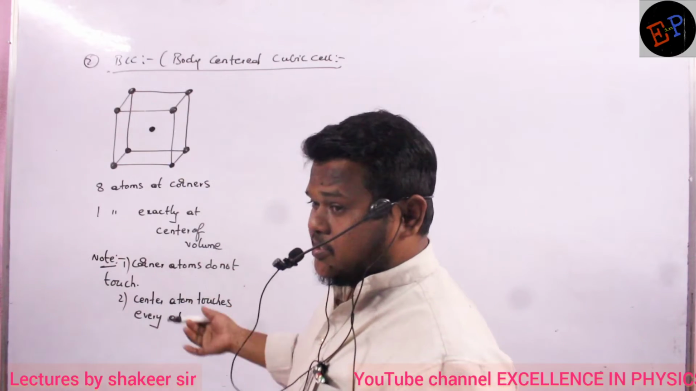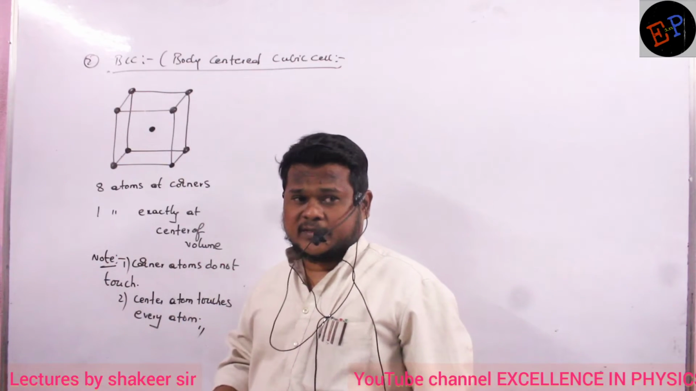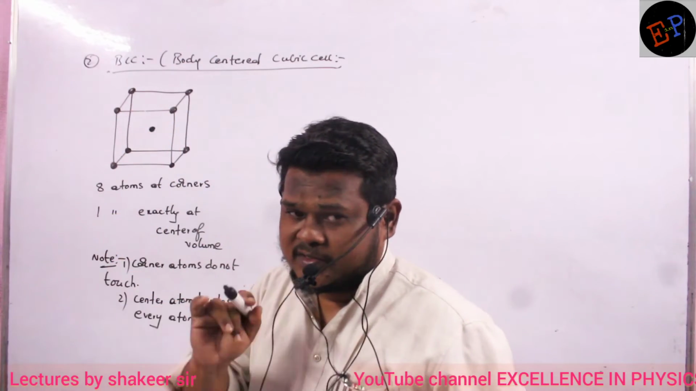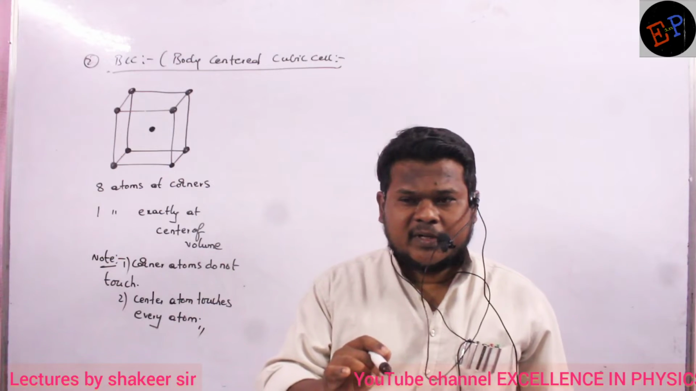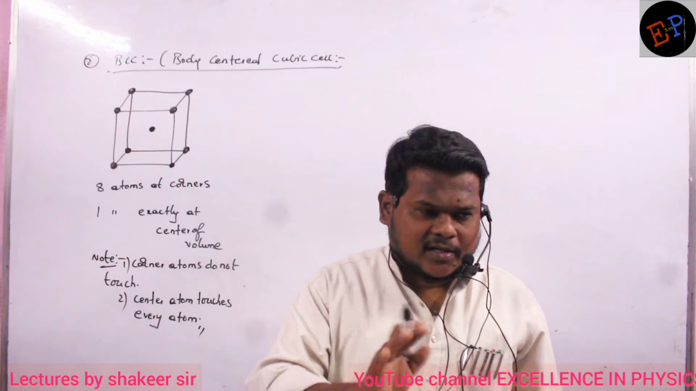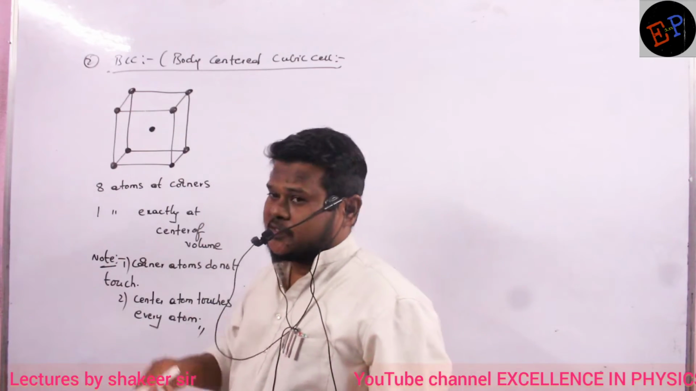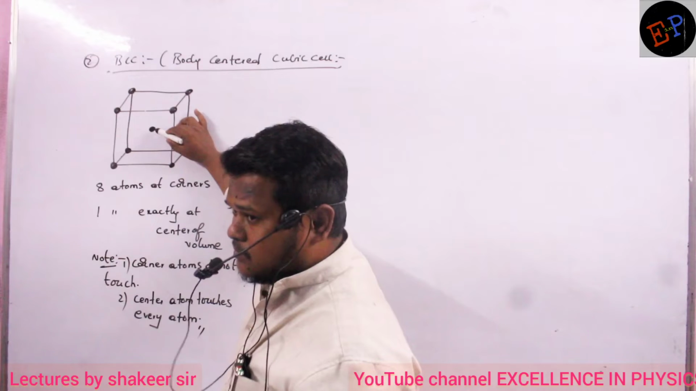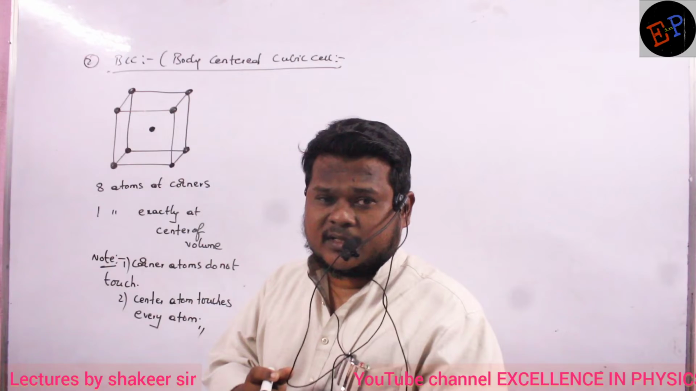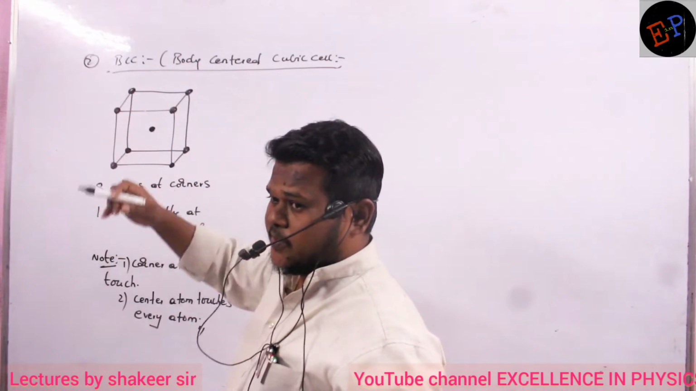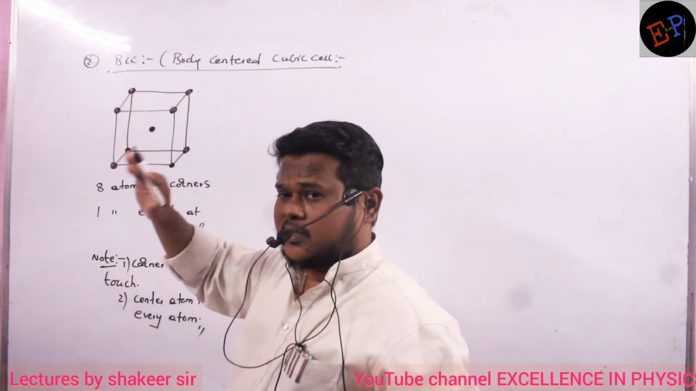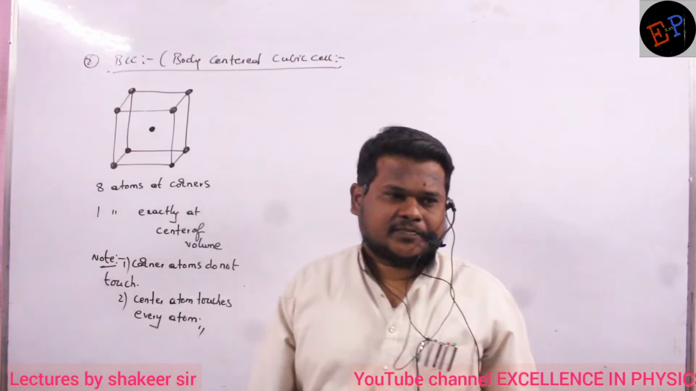And which atoms are touching and which atoms are not touching, that is very important. See, these corner atoms, they are not touching each other. Already I said, corner atoms will be touching only in the case of the primitive cell. In other types of cells, corner atoms will not be touching. So these atoms are not touching. But this central atom will be in contact with all the 8 corner atoms. How many corner atoms are there? 8. So this middle atom, which is present exactly at the middle of this volume, will be in contact with all the 8 corner atoms. Are you able to understand?